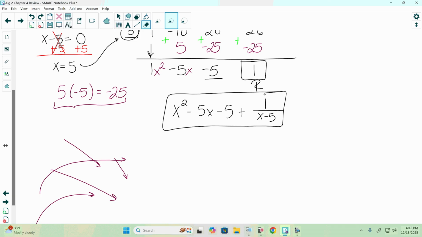If you notice, that is the exact same answer we got for long division. So it doesn't matter if we do long division or synthetic division, it will get us to the same result.